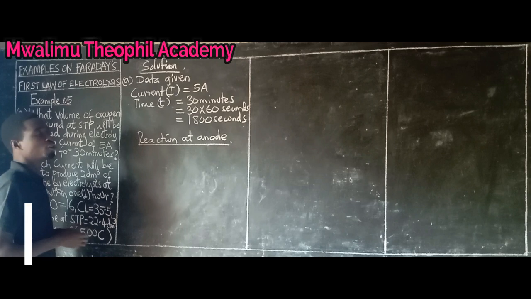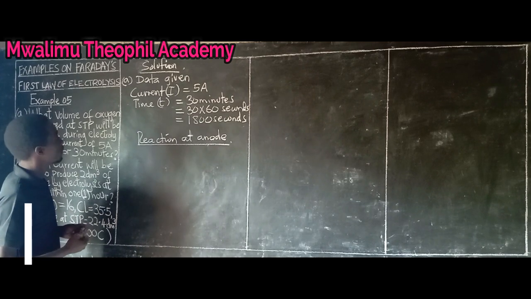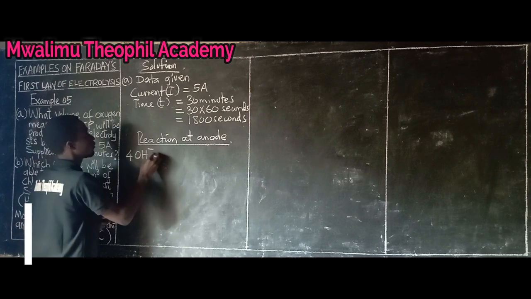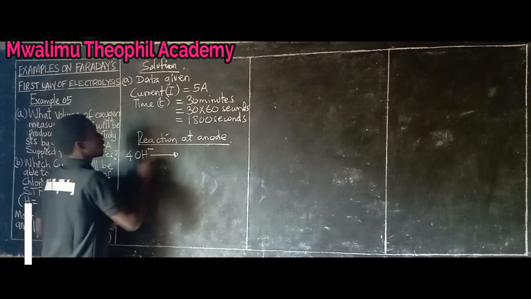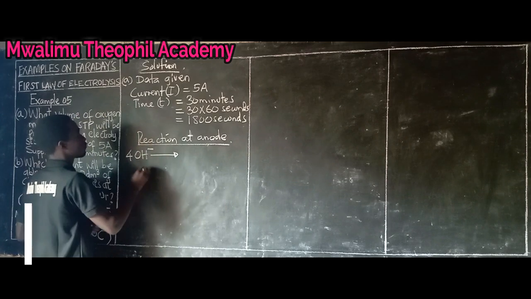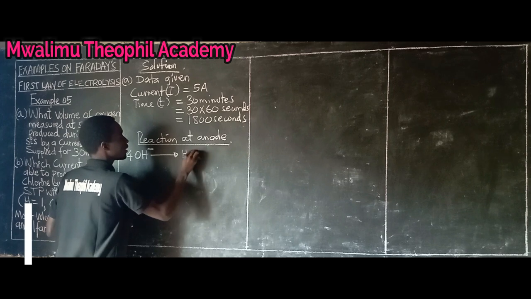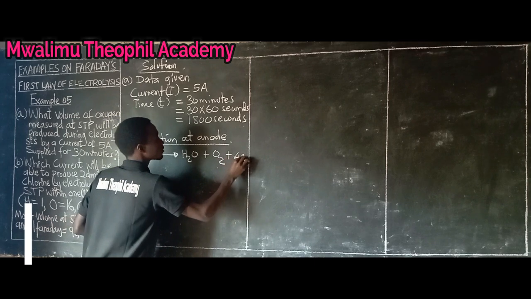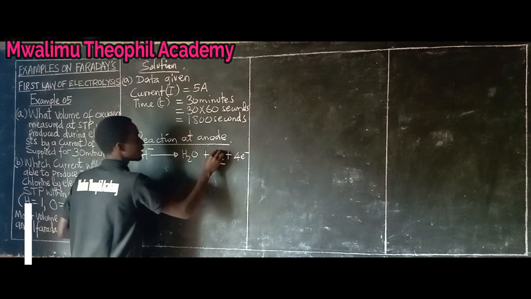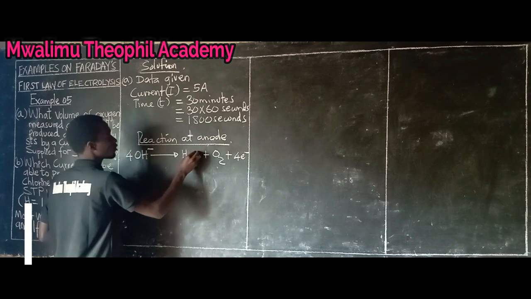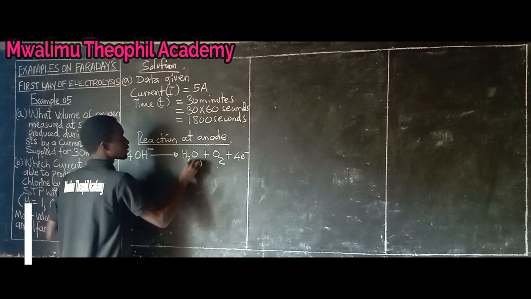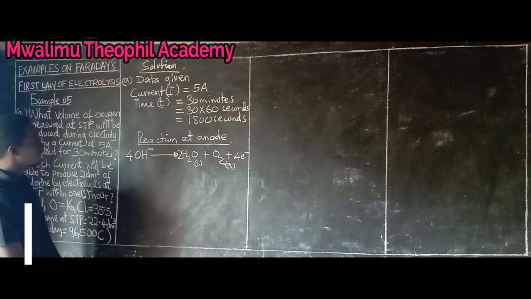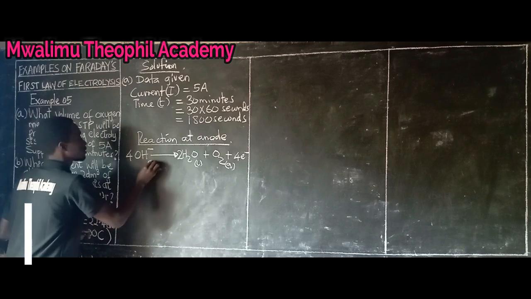As we are told that oxygen gas was one among the products produced, it is the hydroxyl ion, aqueous, that was oxidized to form water and oxygen gas, with 4 electrons. This means that it lost 4 electrons to form water and oxygen gas. This is the balanced chemical equation.